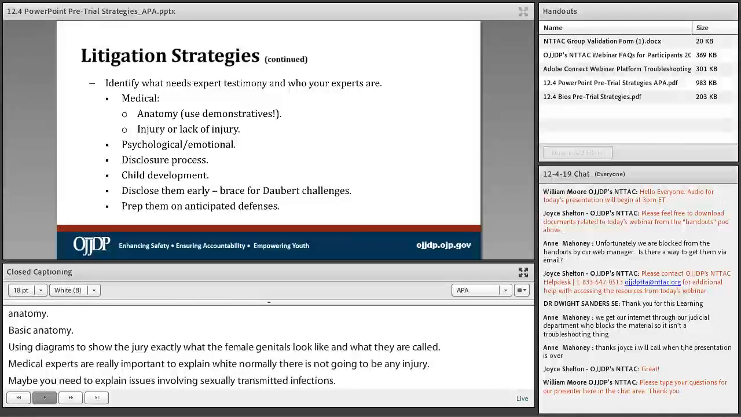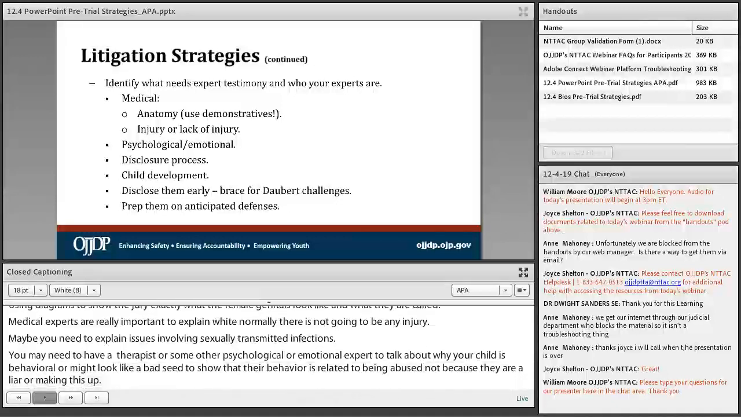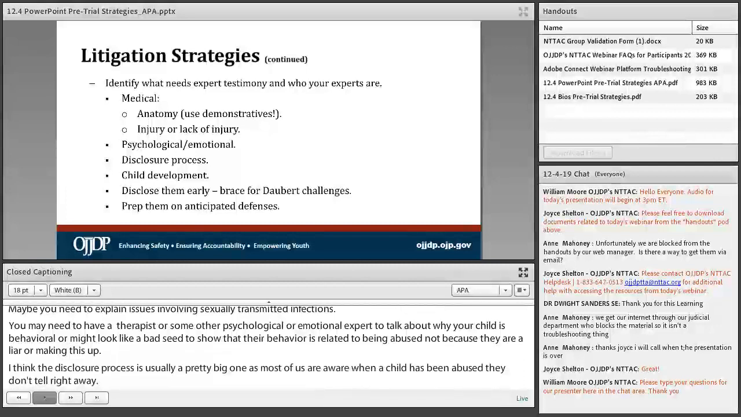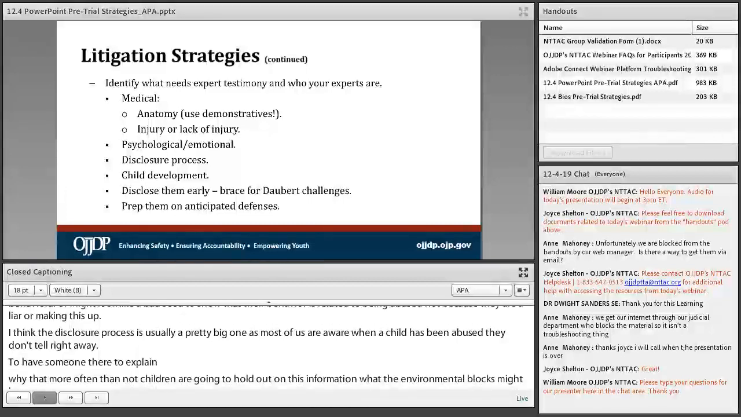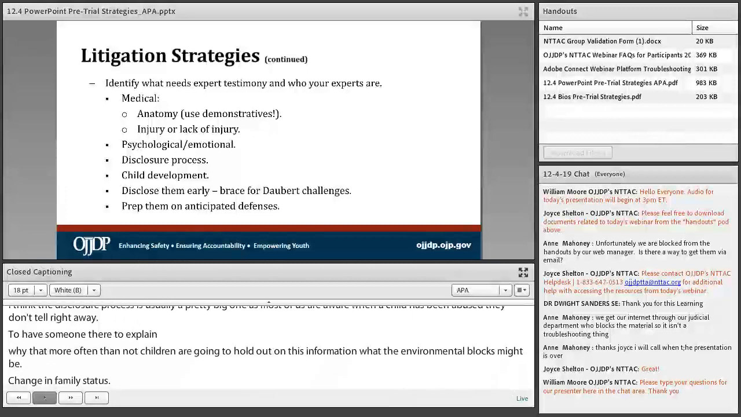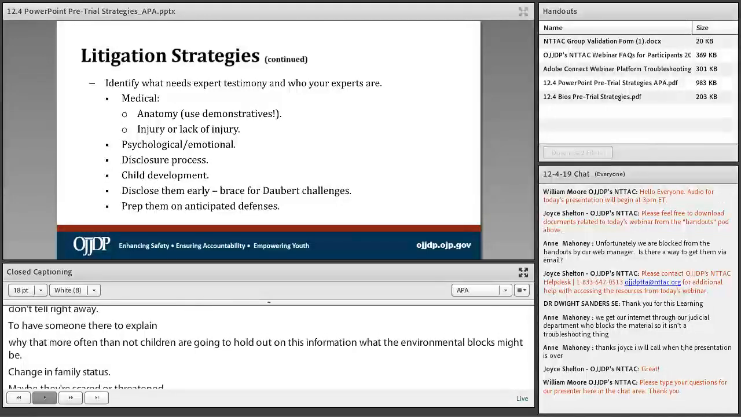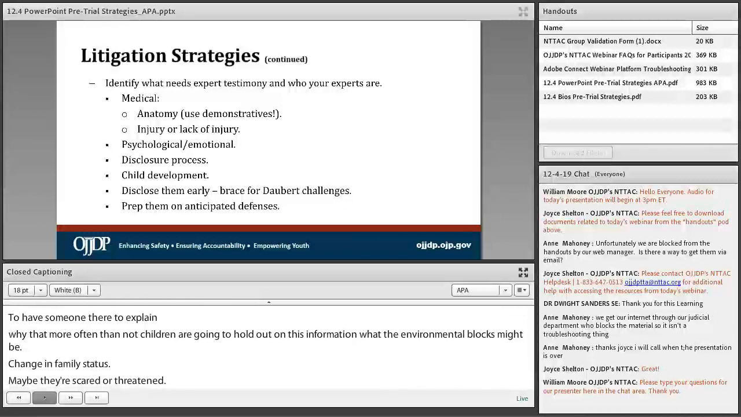I think the disclosure process is usually a pretty big one. As most of us are aware, when a child has been abused, they don't tell right away. And so to have someone there to explain why, more often than not, children are going to hold out on this information, what the environmental blocks might be, change in family status. Maybe they're scared, threatened. I think that's important because I think the knee-jerk reaction for most people is, well, when you're hurt, you immediately go run and tell. And so I think it's a little bit counterintuitive to think delayed disclosure is normal until you have your expert up there to testify about it.